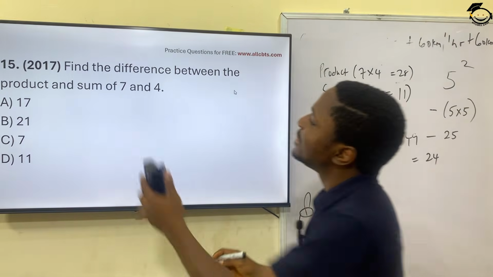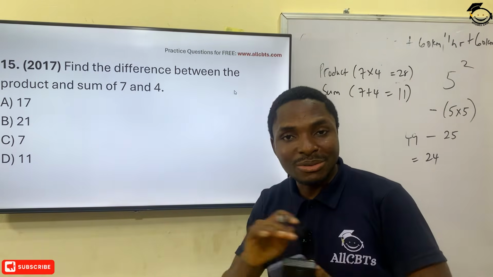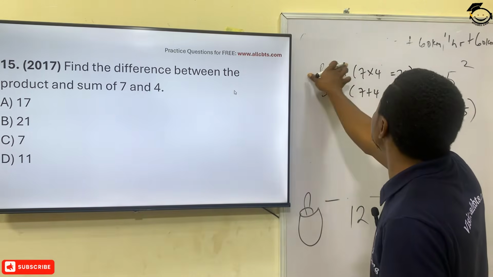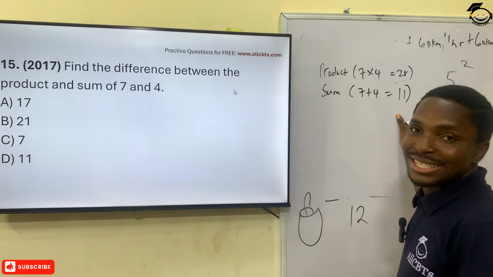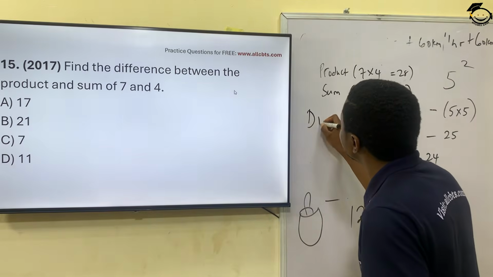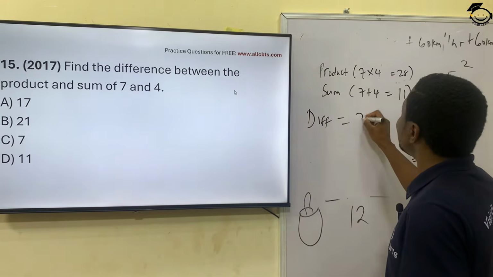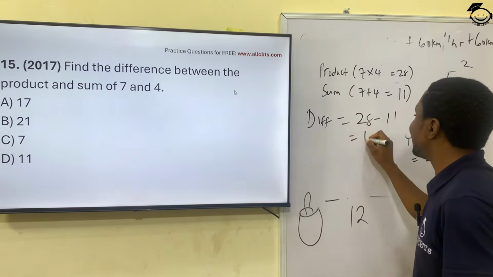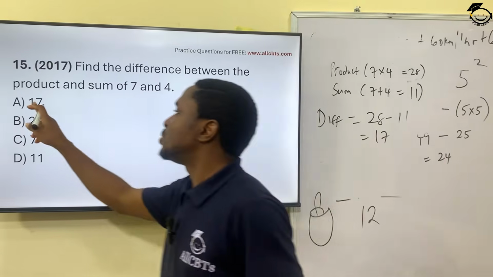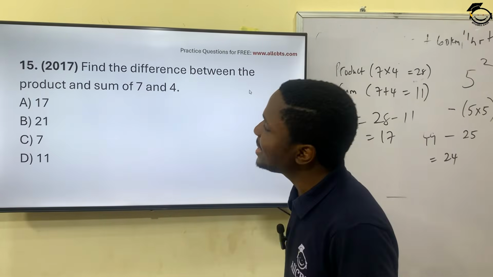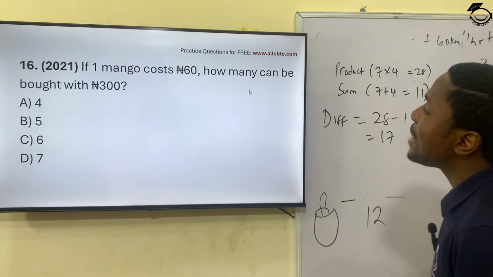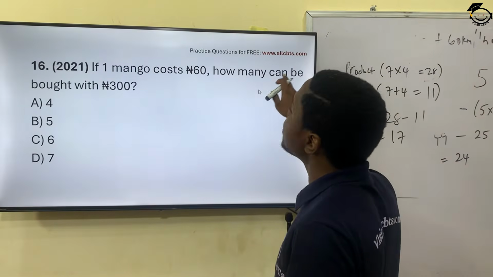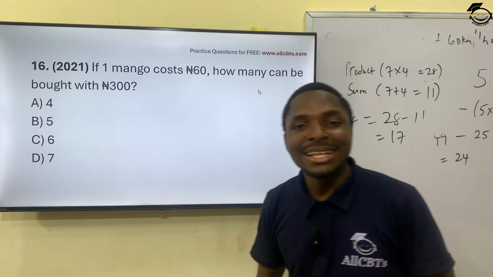Okay, now difference, like I said before, subtraction. So you say find the difference between the product and the sum. So difference will now be what? 28 minus 11, which will give you what? 17. Option A.